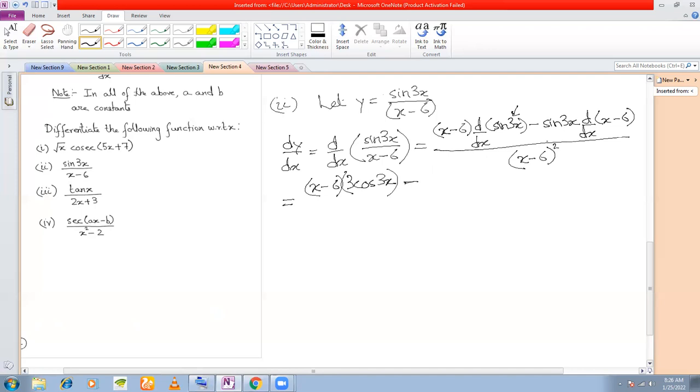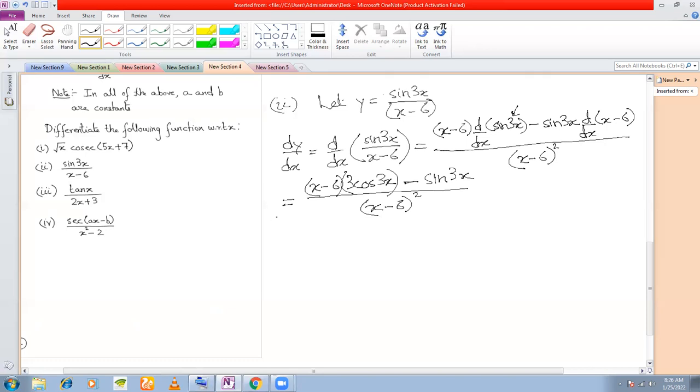Minus sine 3x, the difference, sine 3x into differentiation of x minus 6. What is the differentiation of a linear polynomial? It is 1. So sine 3x into 1 will simply give you sine 3x divided by x minus 6 square, right?